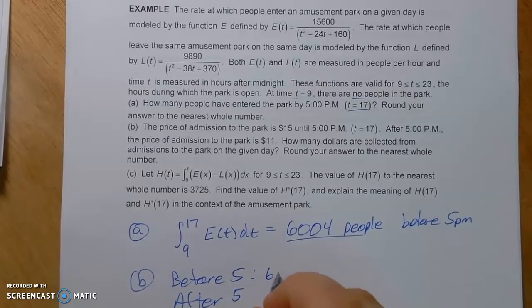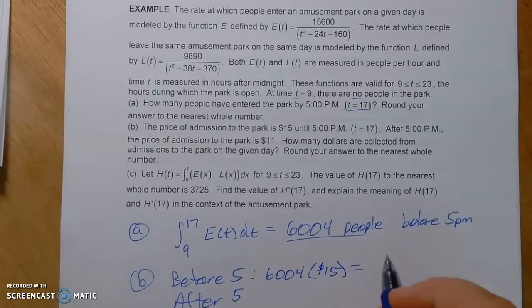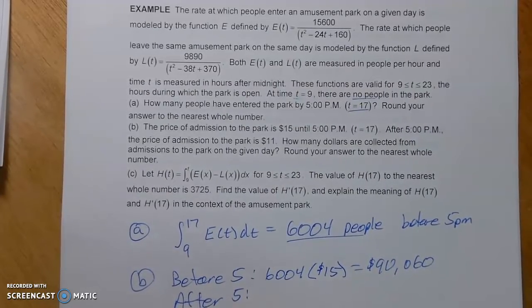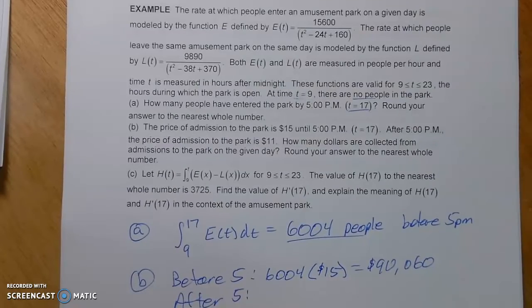Before 5, we had 6,004 people at $15. That comes out to be $90,060. After 5, we need to figure that out. So that's going to be from 17, that's 5 o'clock, until close, which is 11, of the number of people that entered the park. That comes out to be 1,271 people after 5 p.m.